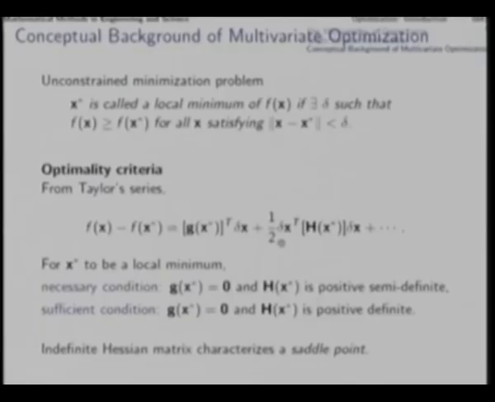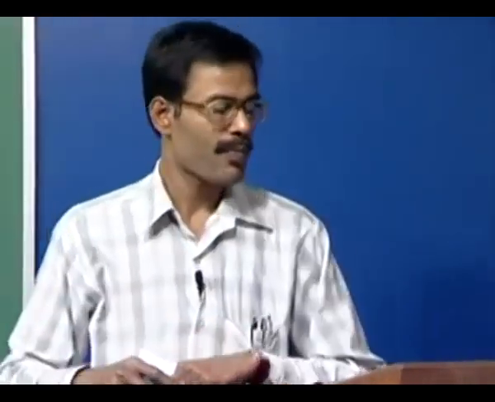And then this second order term dominates the series for sufficiently small delta x, and in that case the sufficient condition is the positive definiteness of this Hessian matrix at that point, which will ensure that for all delta x it is positive. That is the sufficient condition. Necessary will be that it is positive semi definite. An indefinite Hessian matrix, with some eigenvalues positive and some eigenvalues negative, will characterize what is called a saddle point.